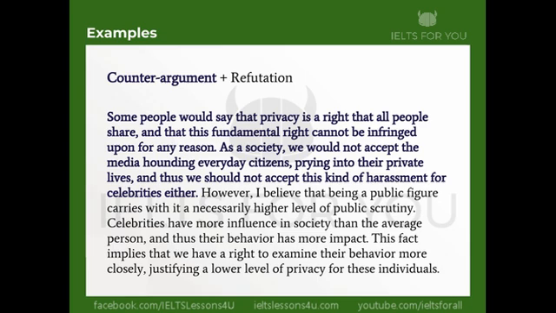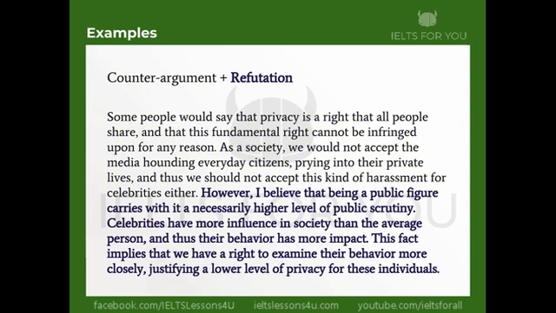So notice I introduce it with that weak language, some people would say. Okay, and then I explain it. Give it a little time, give it 2, 3 sentences, develop the idea. Okay, this is the discussion part of the essay. You need to have this in there.